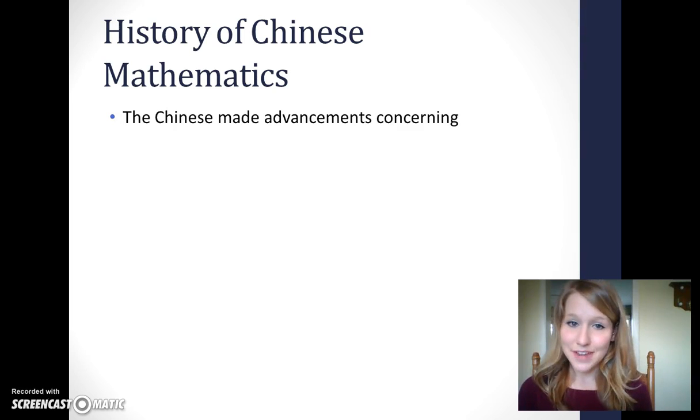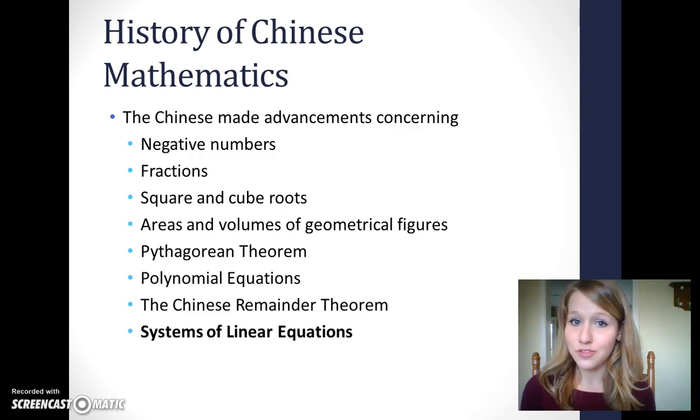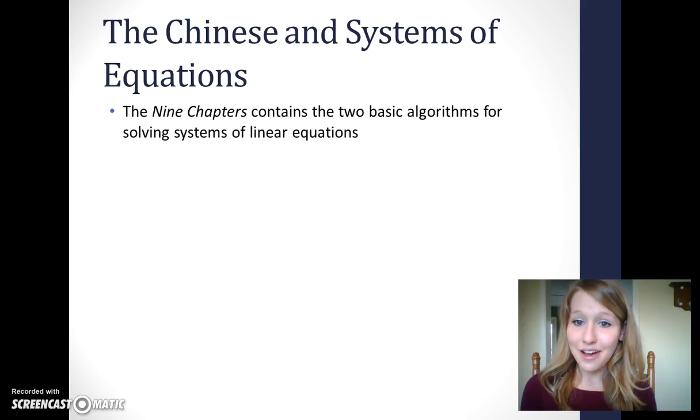The Chinese made many advancements. In particular, they were one of the first to acknowledge negative numbers. They also made advancements concerning fractions, square and cube roots, areas and volumes of geometrical figures, the Pythagorean theorem, polynomial equations, and they saw congruences using the Chinese remainder theorem. And they also made advancements concerning systems of linear equations, which is what we're concerned about today because that's what we're learning. The Nine Chapters contains the two basic algorithms for solving systems of linear equations.